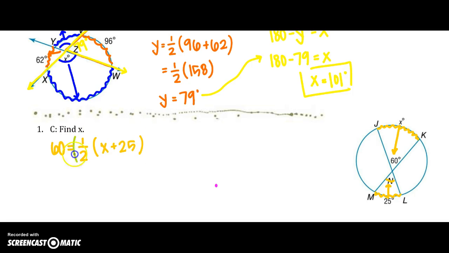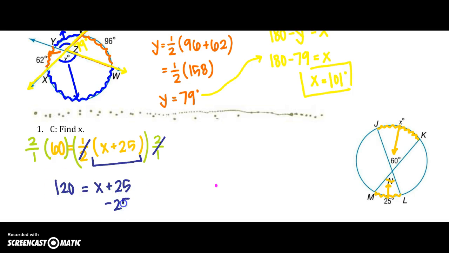Because I prefer not to have to use fractions, I'm going to multiply both sides by 2/1. So I'm going to get those to cancel, which leaves me with x plus 25 to equal 120. I'm going to subtract 25 from both sides. So the measure of JK's arc, which would also equal x, is going to be 95 degrees.